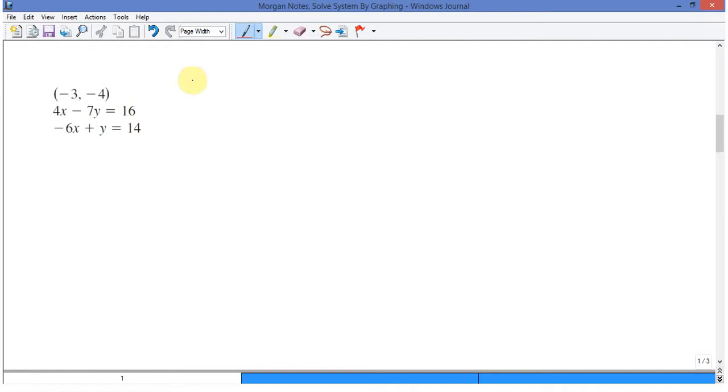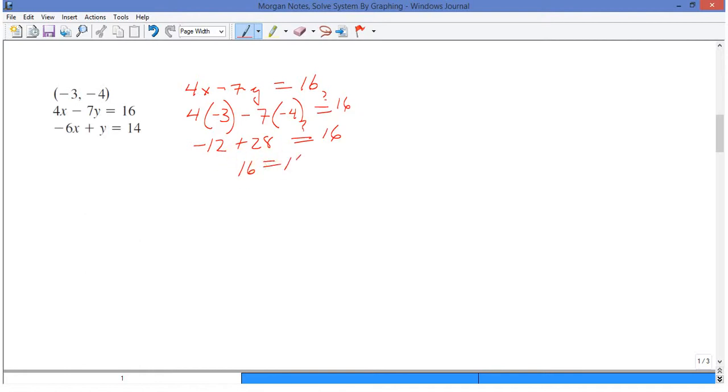Okay, let's look at this other one, and let's try it. We'll substitute that point into both equations. So let's try 4x minus 7y is equal to 16. And we're going to substitute (-3, -4) in there. So 4 times -3 is the x value, minus 7 times -4, is that equal to 16? So 4 times -3 is -12. Negative 7 times -4 would be plus 28. Is that equal to 16? And 28 minus 12 is 16, which is equal to 16. So it checks in that equation. So for this equation right here, it's on that line. Let's try it in the second equation.